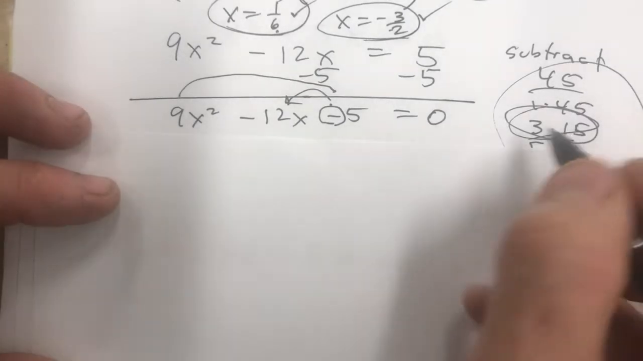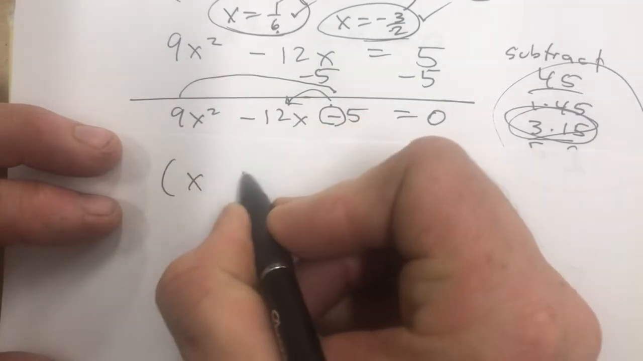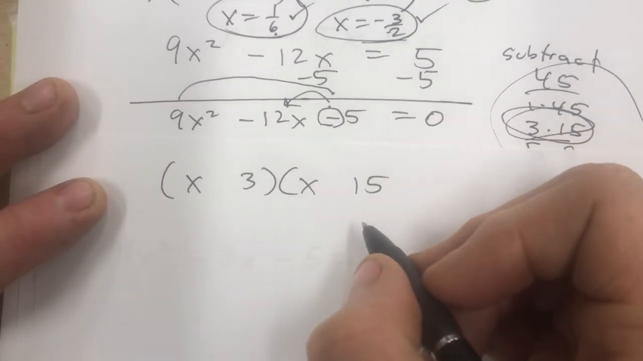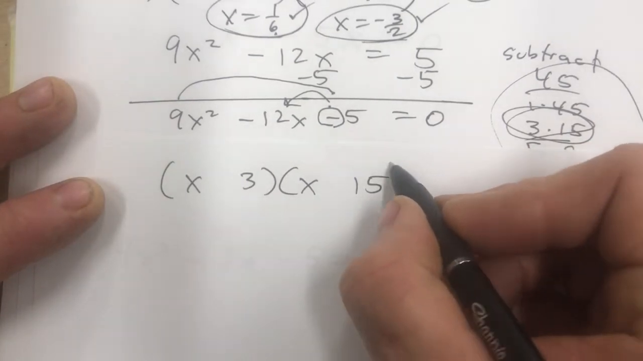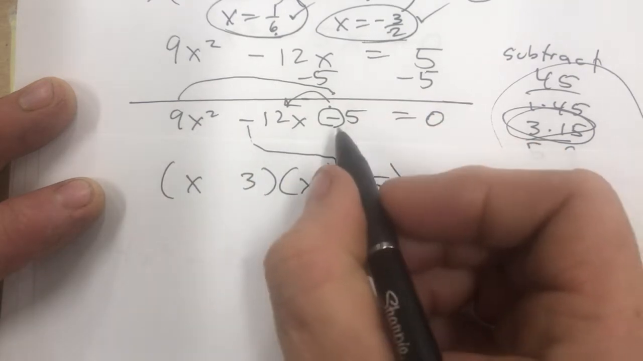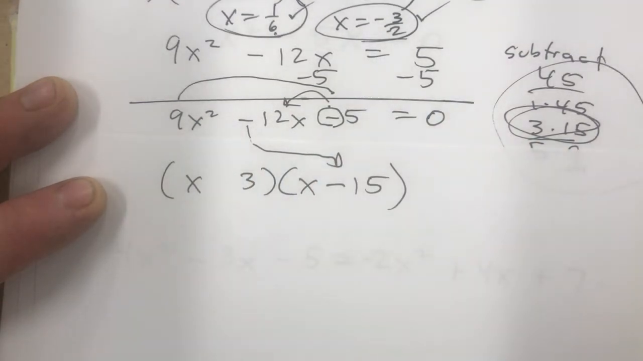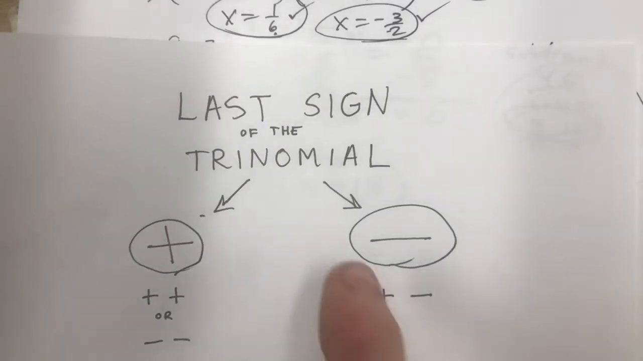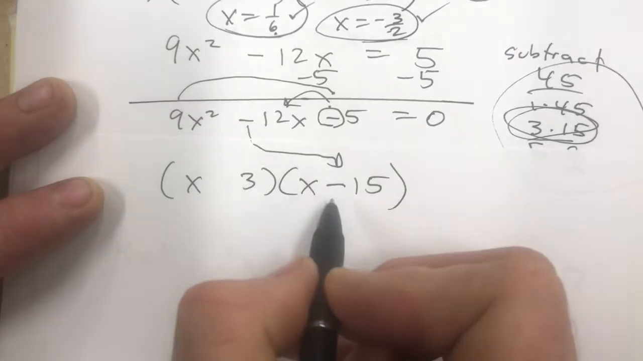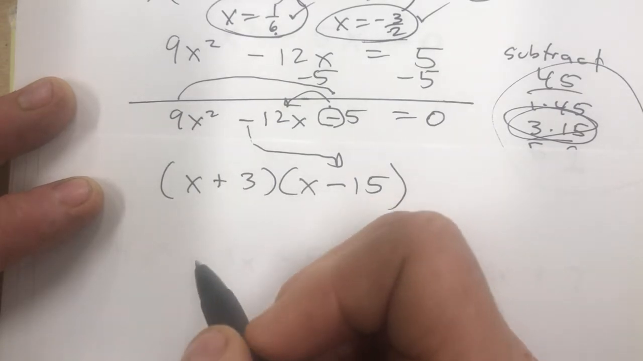So 3 and 15 are my factors. So I've got x and a 3, x and a 15. This goes to the big one here, so that's going to go there. And the last sign's a minus, and again, the last sign being a minus, we have to have a positive and a negative. So I've got a negative right there, so there's a positive.